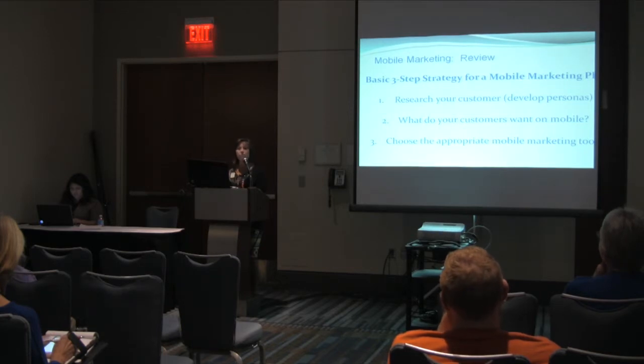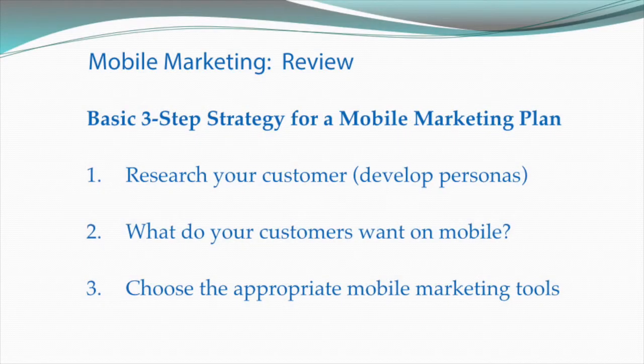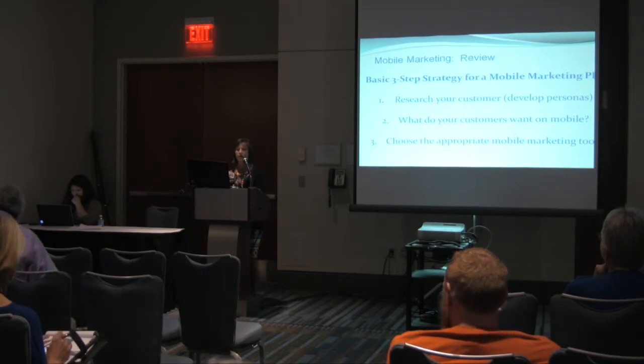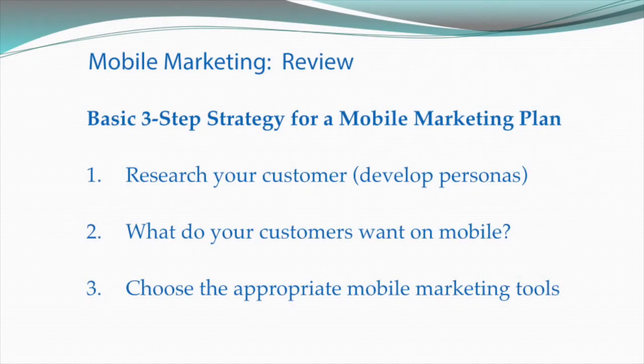So to review, we've got a 3-step strategy. Research your customer, ask all kinds of questions, and then name them, develop those personas. What do your customers want on mobile? What would they like to see from you? And we had that list, sales, loyalty programs, all that kind of good stuff. And then choose the appropriate mobile marketing tools.